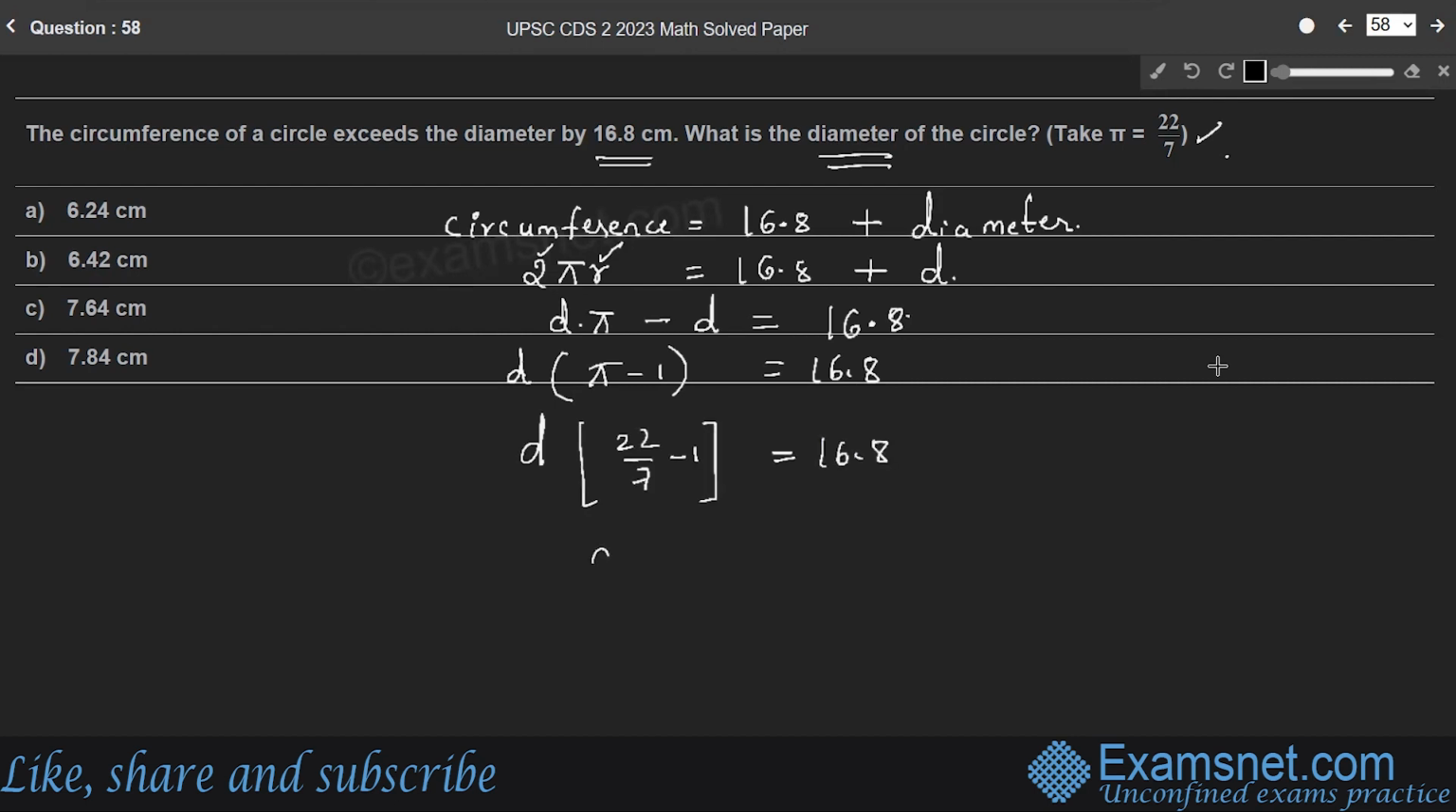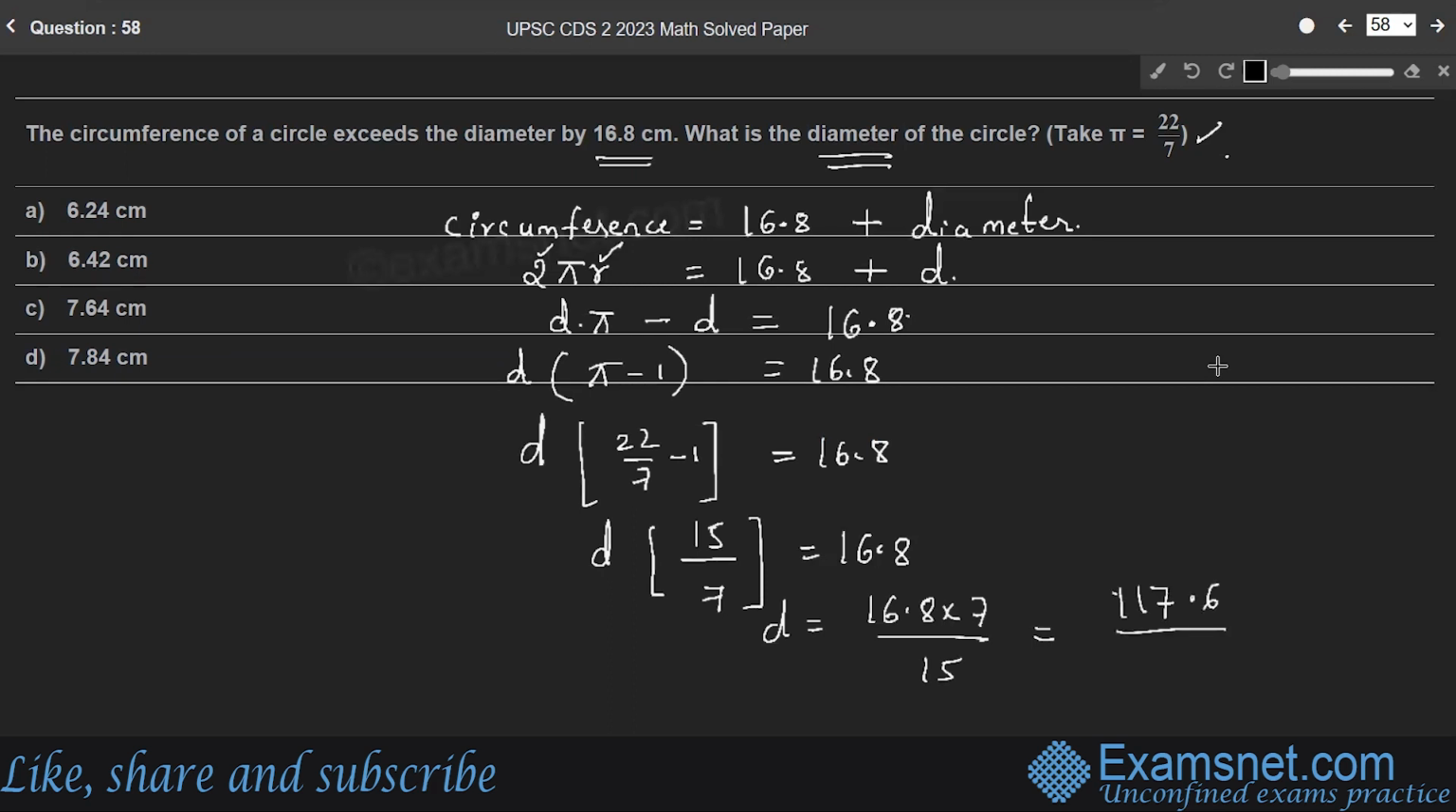Very simple calculation. So diameter into 22 minus 7 is 15, by 7, is 16.8. So diameter is 16.8 into 7 by 15. D is 16.8 into 7 by 15. You will get 117.6 by 15, which is 7.84 centimeter, the diameter of the circle, right? So 7.84, option D is the right answer.